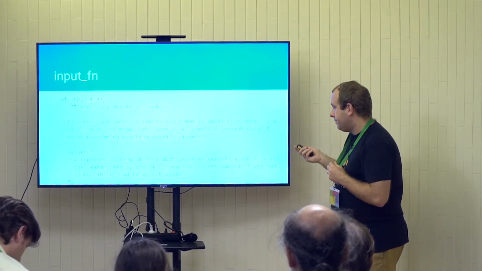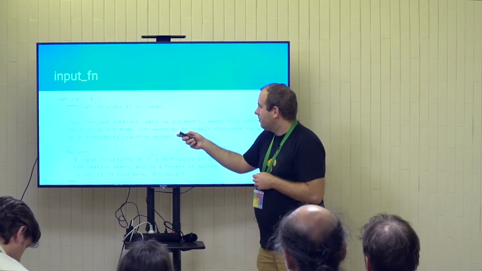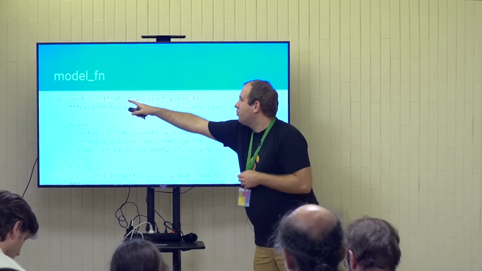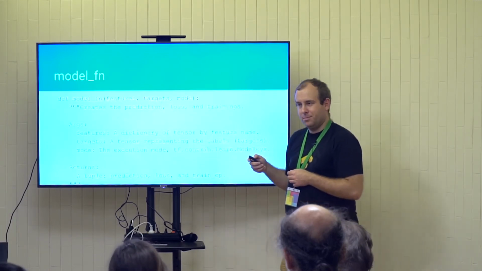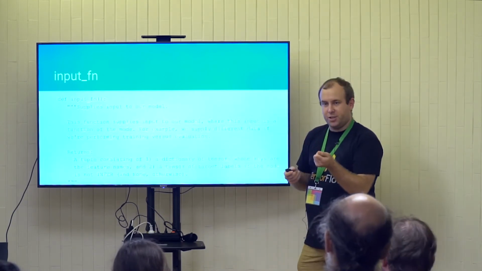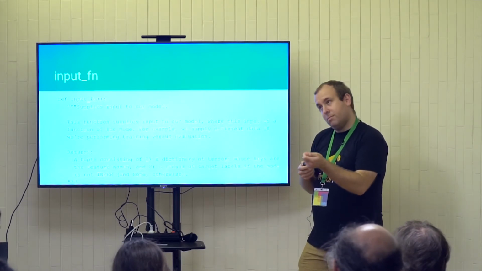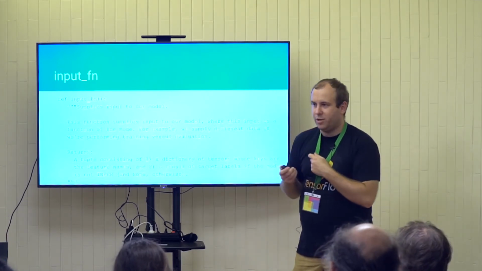And input fn, well, it needs to provide these. So input fn takes no arguments, but it returns this features dictionary and the targets. And if it's in infer mode, it doesn't need to return the targets.